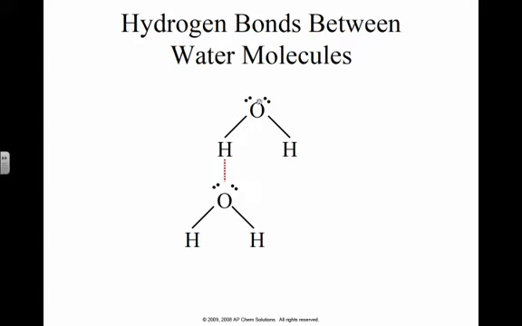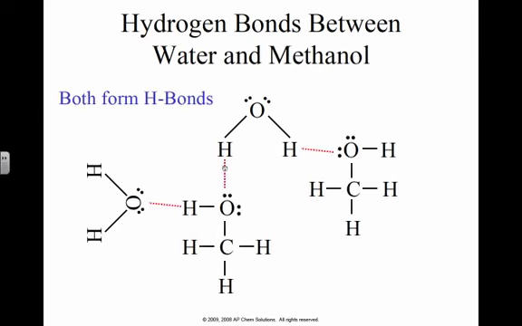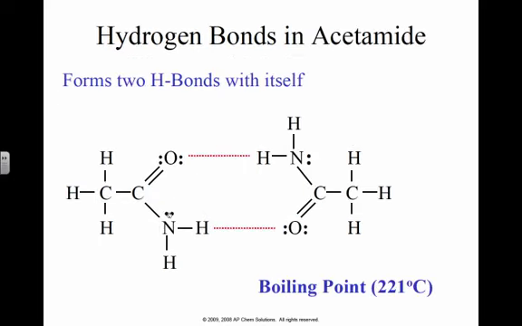So here I have a water molecule, which is polar. Here's another water molecule that's polar. This right here is a hydrogen bond. If I have water right here with other water, it can form a hydrogen bond. This right here is methanol, so now I've got methanol inside water, an alcohol in water that forms hydrogen bonding. This is acetamide, and you'll notice this is one molecule of acetamide, and here's another one. This forms 2 hydrogen bonds, so it's twice as strong. Its boiling point is even higher.